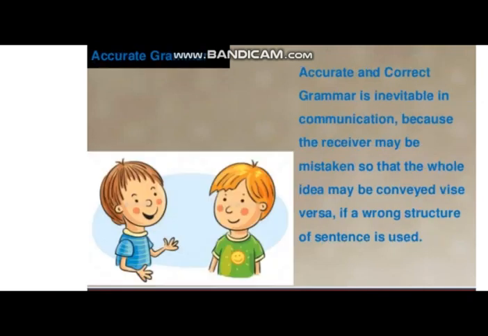And then is accurate grammar. Accurate and correct grammar is inevitable in communication, because the receiver may be mistaken, so that the whole idea may not be conveyed if a wrongly structured sentence is used. See, speaking is different from writing, and what all conventions we strictly follow in writing need not be followed in speaking. But still, you need to use correct grammar.